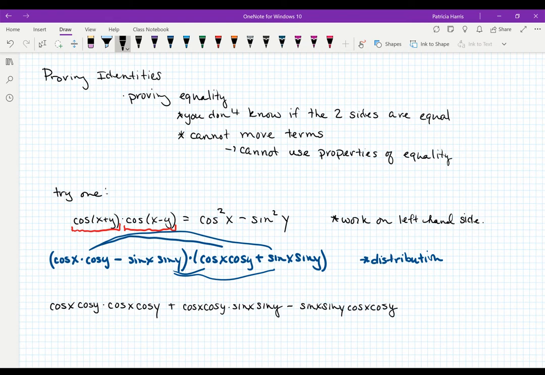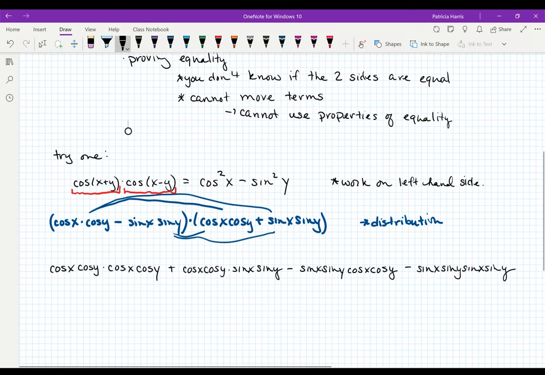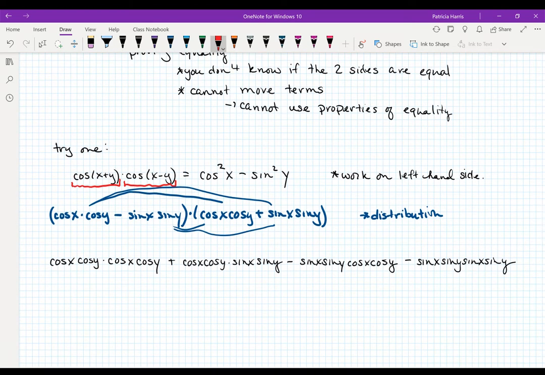Okay, now I'm going to go negative sine x sine y times a positive sine x sine y. So that would be a negative. All right, now we're going to look for things that I can simplify. If you look at these two guys, they're exactly the same, except they're the opposite sign. So these will actually go to 0 when you combine them.